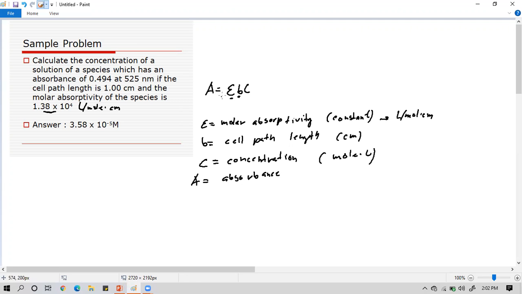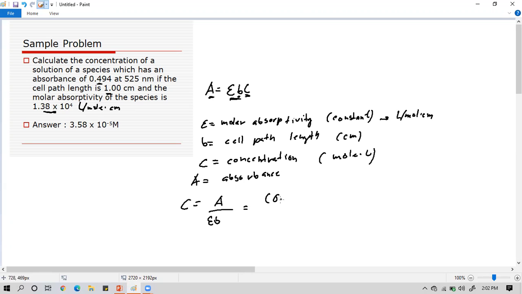Ayan. So ang hinahanap natin, guys, is the concentration. And given naman yung absorbance and molar absorptivity. So let's rearrange it by isolating the concentration. So meron tayong formula A is equals to εbc. So absorbance natin, substitute lang natin yung values na 0.494, molar absorptivity and the cell path length.